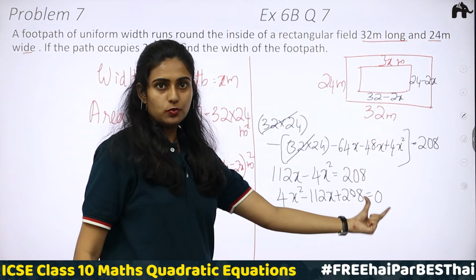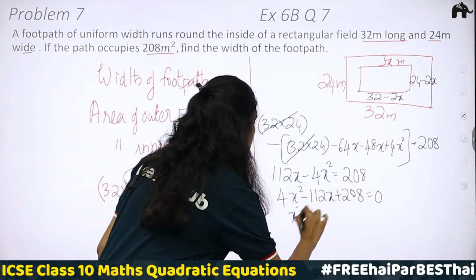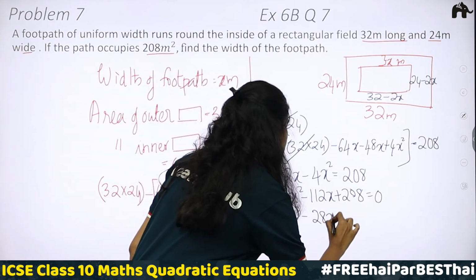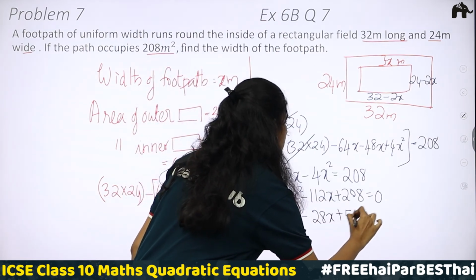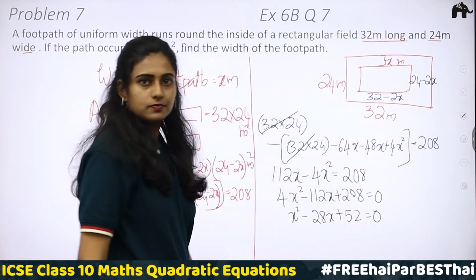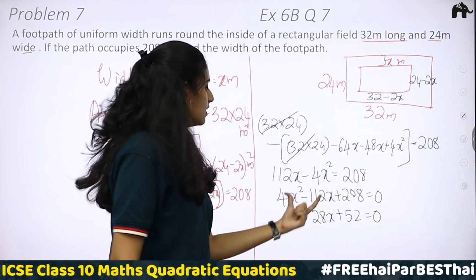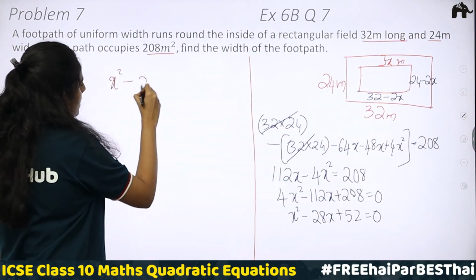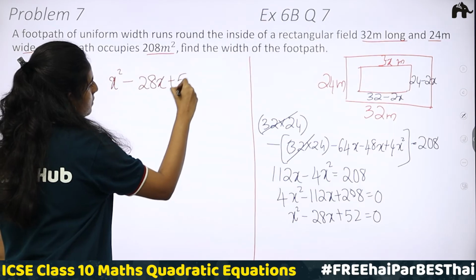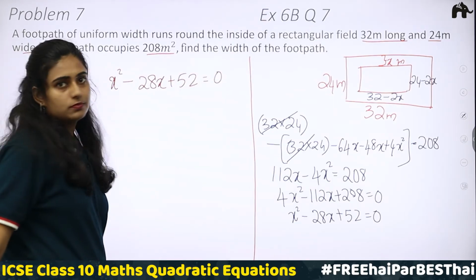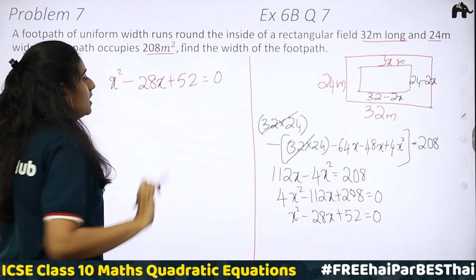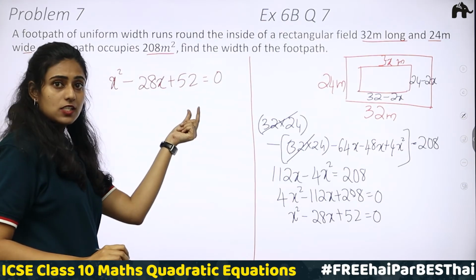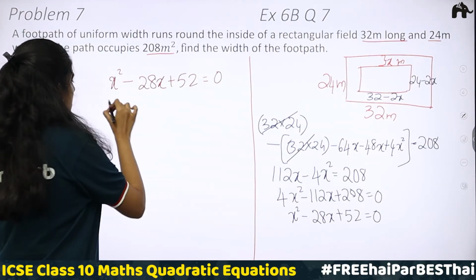Now dividing throughout with 4, we get x square minus 28x plus 52 is equal to 0. Okay, we have to split the middle term and factorize this to get the value of x. x square minus 28x plus 52 is equal to 0. Minus 26 minus 2 is minus 28. Minus 26 into minus 2 is 52. We can split the middle term.